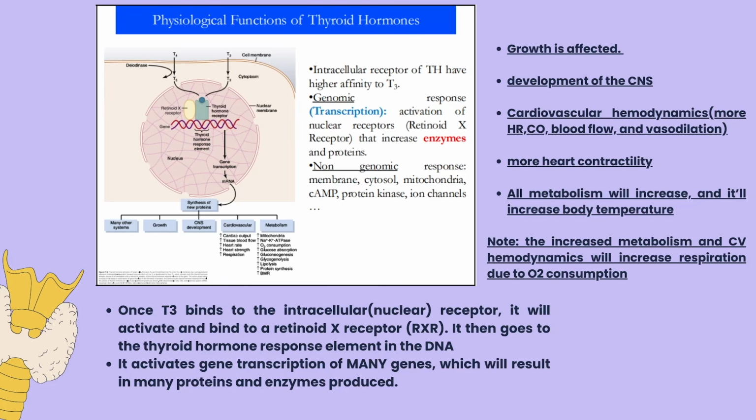What would this have? It will have all of these effects. Growth is going to be increased or affected. The CNS, based on myelination and everything, is going to be affected, or we're going to have more development of that. Cardiovascular hemodynamics will have more heart rate, more cardiac output, more blood flow, more vasodilation, more stroke volume, more heart contractility. The metabolism will increase, and it will increase body temperature.